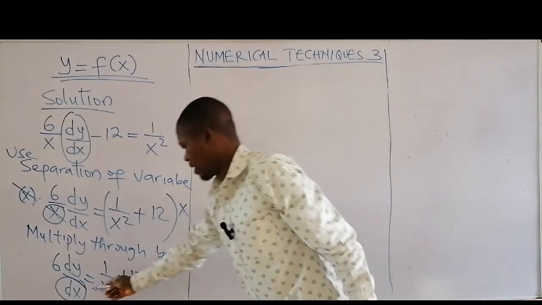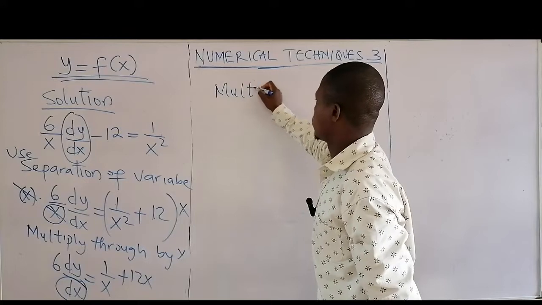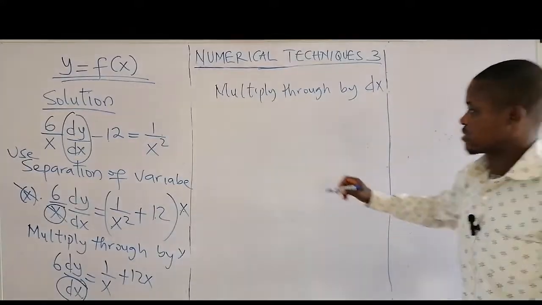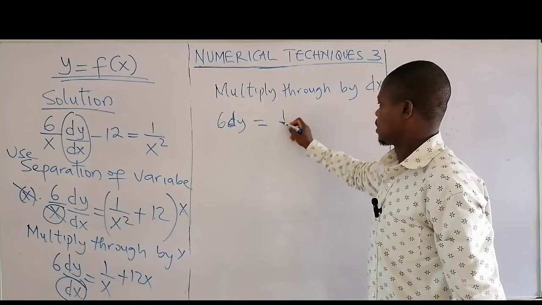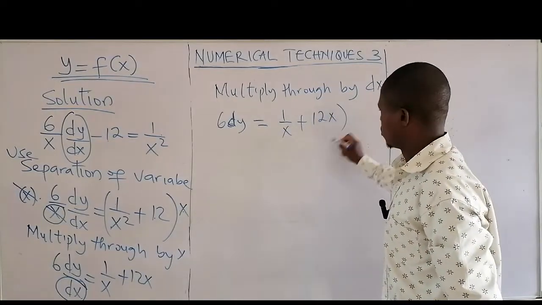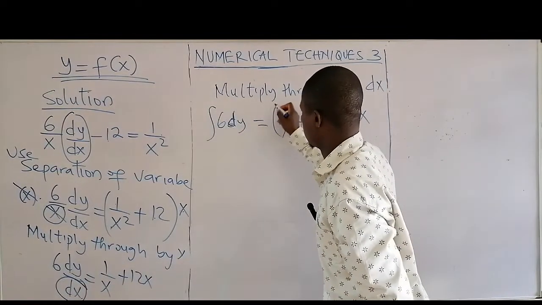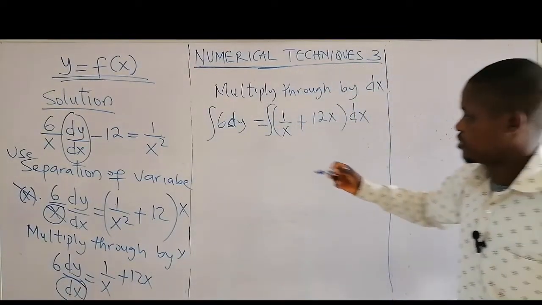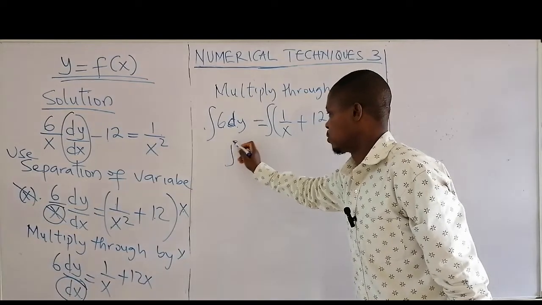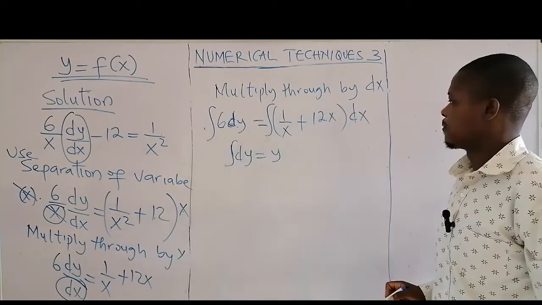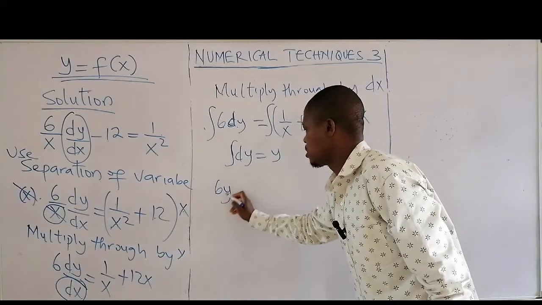Okay, multiply both sides by dx. Remove this dx, multiply through by dx. So if you do that, then we have 6 dy equal to 1 over x plus 12x, then close the bracket dx. So that's what we have. Then we can introduce an integral sign to both sides. If you integrate this, 6 can come outside the integral, and then you integrate dy. Integral of dy is y. Integral of 1 over x is ln x. So we now have 6y equal to.